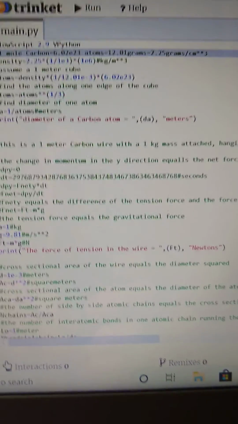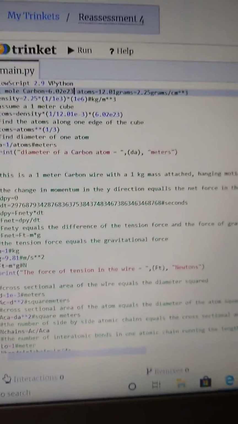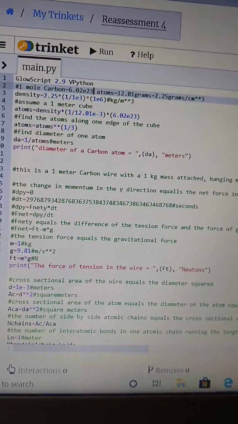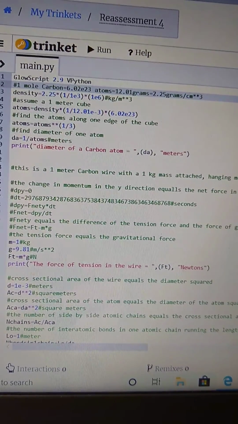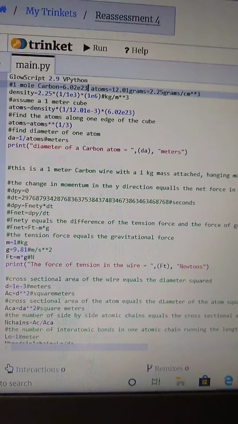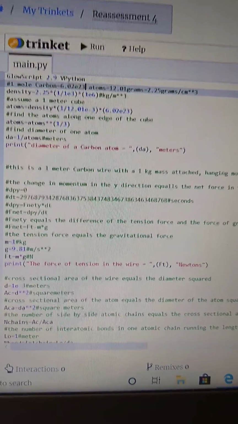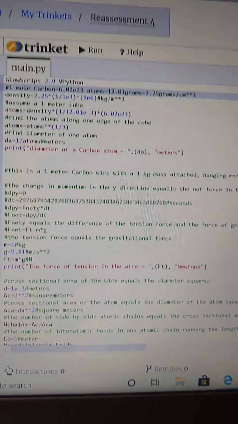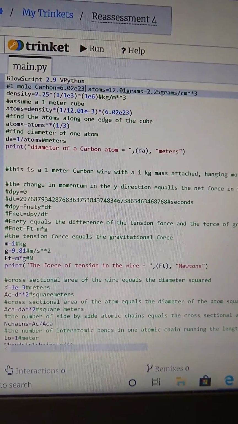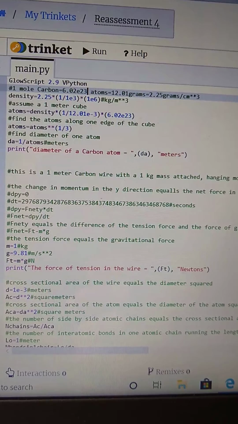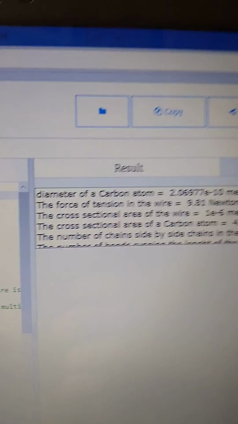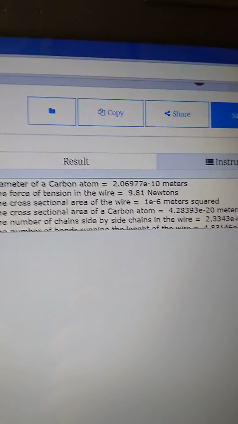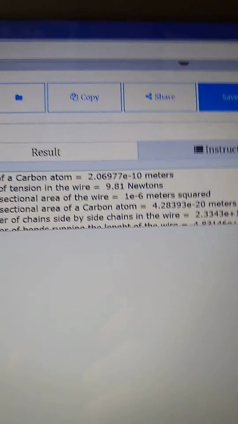Okay, so the second paragraph is we're going to find the tension force, and this is based off of having no momentum and a 1 meter carbon wire that's 1 millimeter thick with a 1 kilogram mass attached to it. And anyways, the tension force is 9.81 newtons. Simple enough, makes sense.